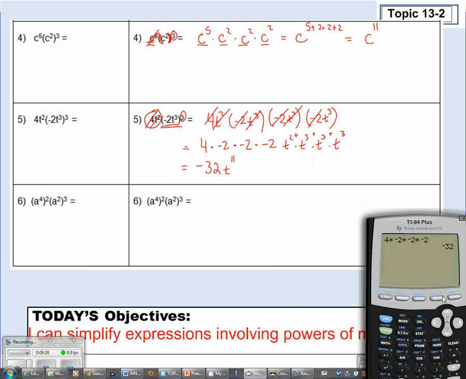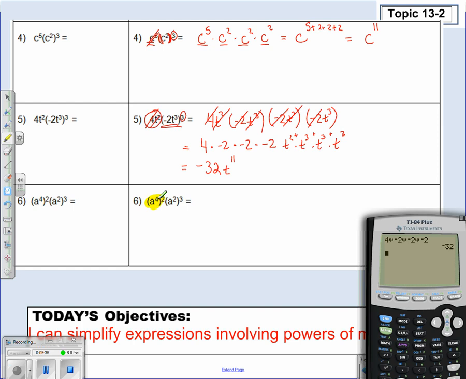Number 6, I now have 2 sets of parentheses, so it's important that I stamp them both out. So start with the first one. These parentheses are raised to the 2nd power, so that means I need to stamp that out 2 times. So a to the 4th and a to the 4th. There's my 2 times.